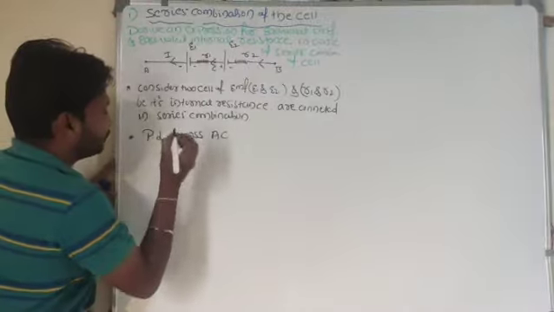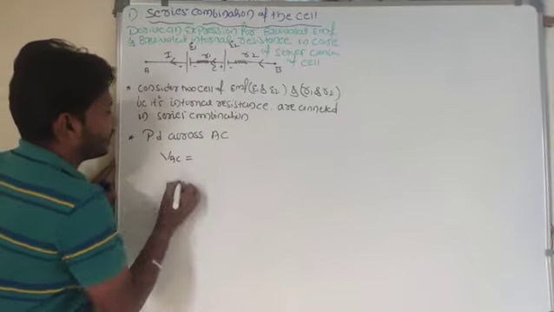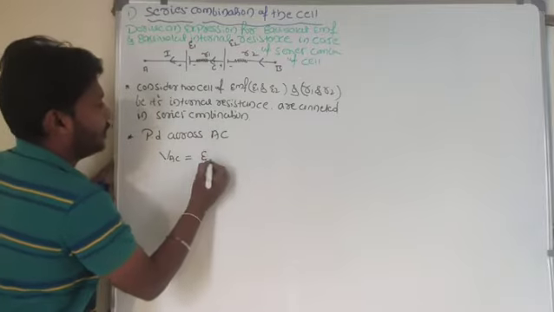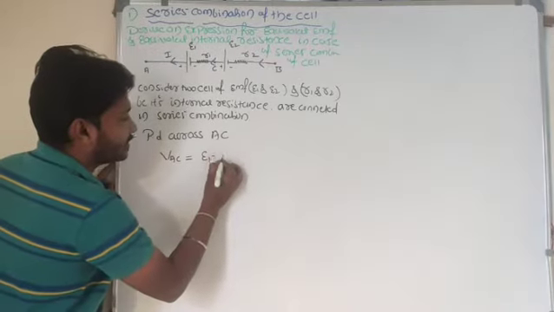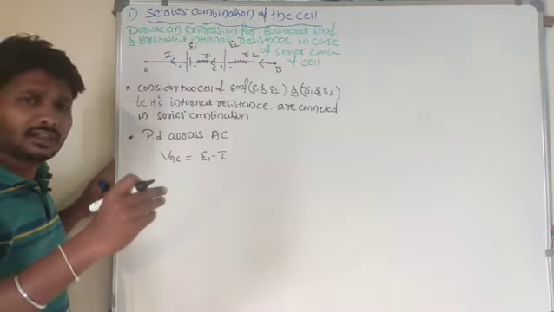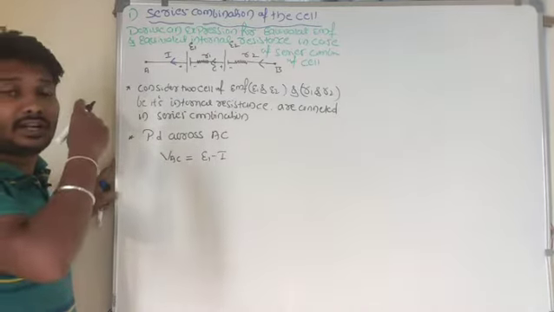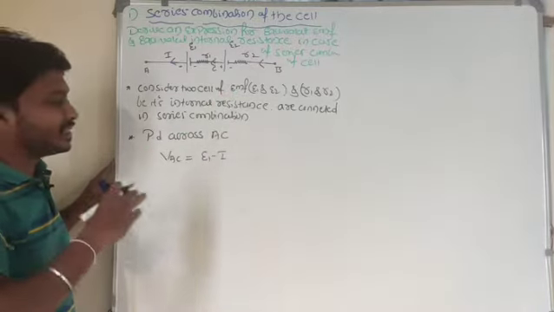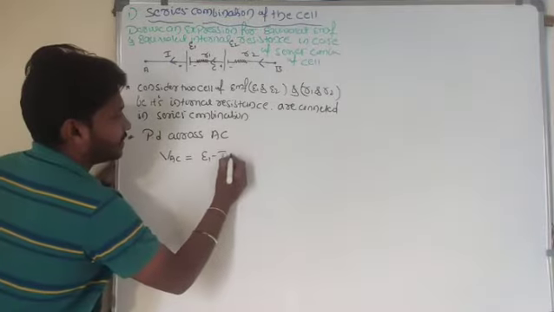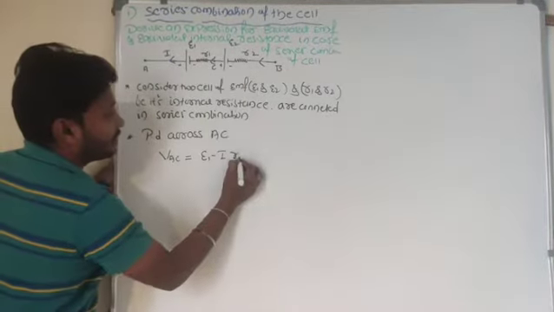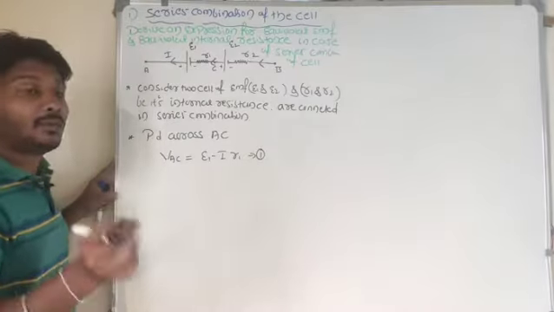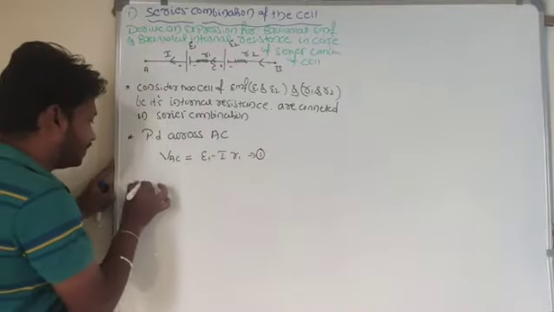So the potential difference across A to C is V equal to E, the EMF of the first cell E1, minus I into R1. In a series combination, the current remains the same, whatever the component, whether capacitors, resistors or cells. R1 is the internal resistance of the first cell. So this is the equation for the potential difference across AC.